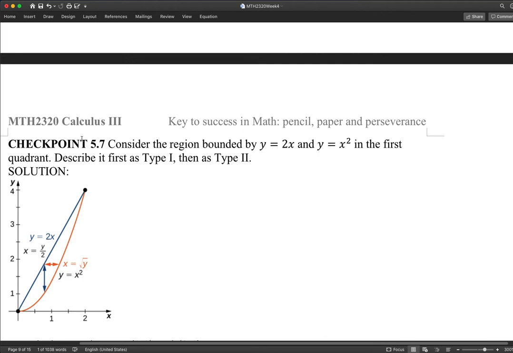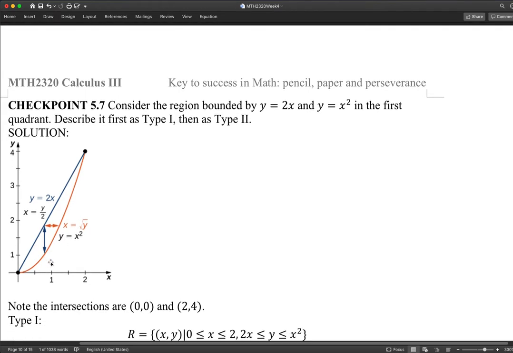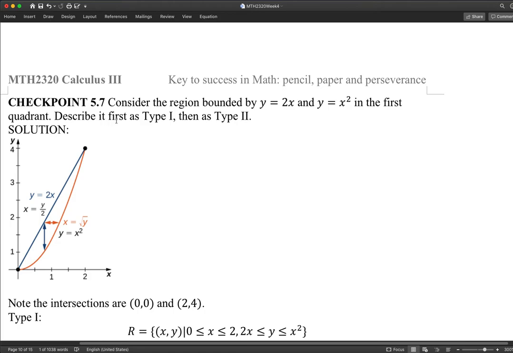So this is what I did. First, I tried to sketch the graph. And again, usually for this type of problem, you do need to show the graph. And then after drawing, roughly making a sketch, I see there is a region between those two functions, y equals 2x and y equals x squared. And this is the region. And then I said, describe this region as type 1 and type 2.